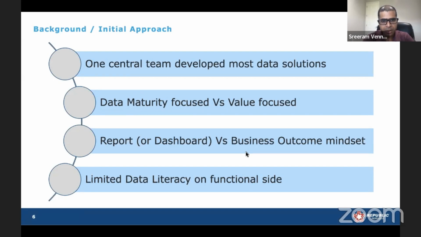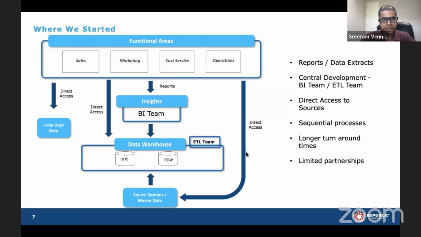The other challenge we had was limited data literacy within the business organization. Any dashboard or visualization is only as good as the people who understand how to use it. So we were struggling initially with data literacy within the business organization. These are some key learnings that we had initially when we started working on data initiatives.